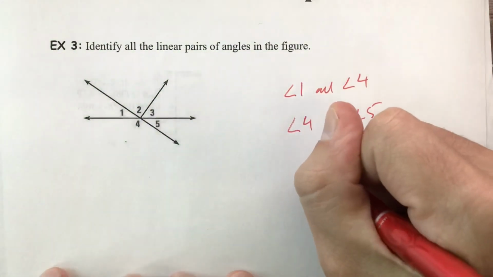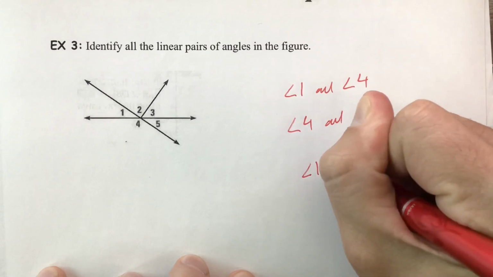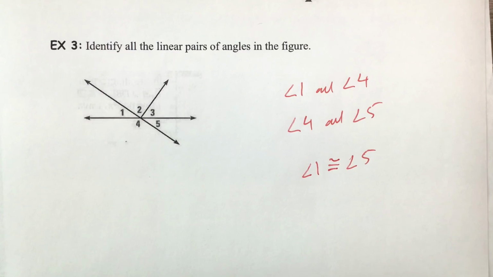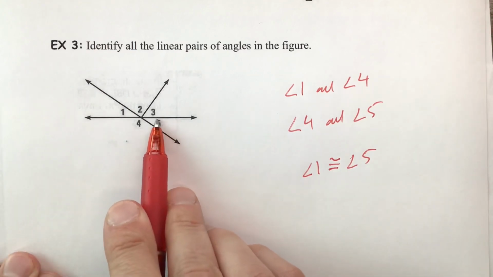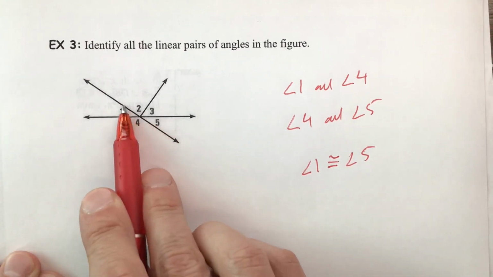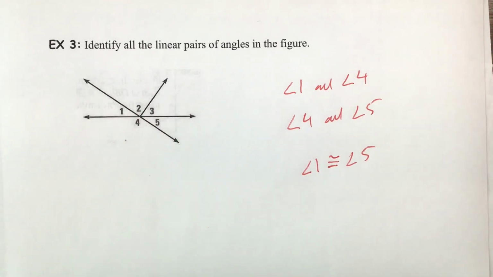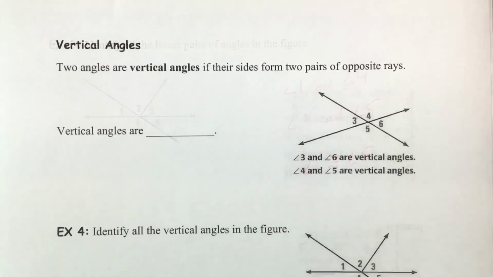We can conclude that angle 1 is congruent to angle 5. And if you look real close in the picture, you might be able to tell that that angle looks like it's the same size. And that's going to lead into the last pair that we have. And that last pair is called vertical angles. Two angles are vertical angles if their sides form two pairs of opposite rays.